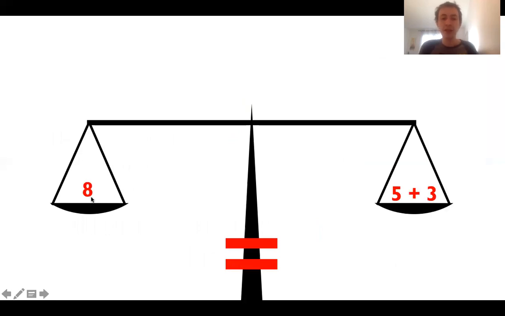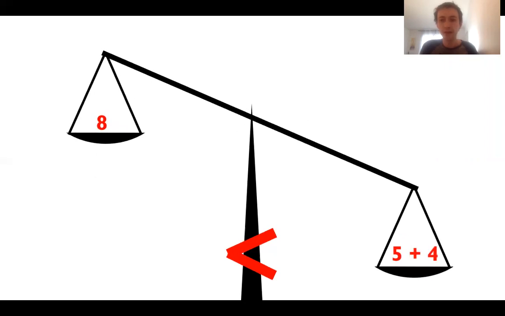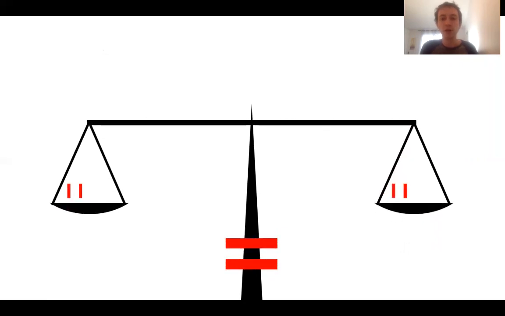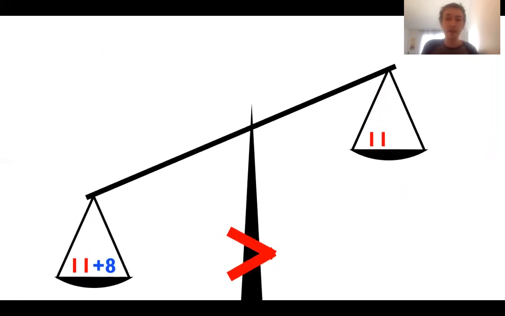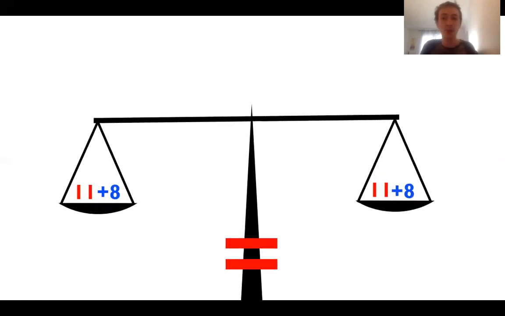So if I put the number 8 over here, another way to put it is 5 plus 3. These are in balance. But if I change this to 5 plus 4, then this side becomes heavier and the balance shifts in that direction. What if I have 11? Well, I'm just going to make this up. I'm going to add a number to this side, let's say 8. Well, if I add an 8, it shifts the balance in that direction. So I need to add an 8 to this side as well to make sure that I keep this thing balanced. That's the most important rule.